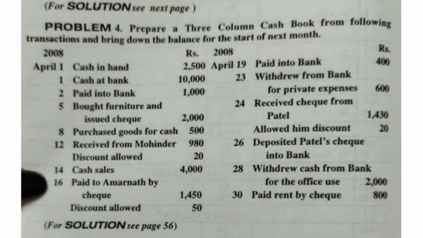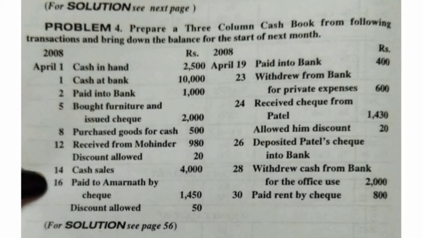Paid into bank, so it is a contra entry. Bank account debit to cash account. Bank is on the debit side, so on the debit side of the cash book, take in the bank column 1000 rupees to cash account, and on the credit side by cash account 1000 rupees in the cash column because the cash is on the credit side.